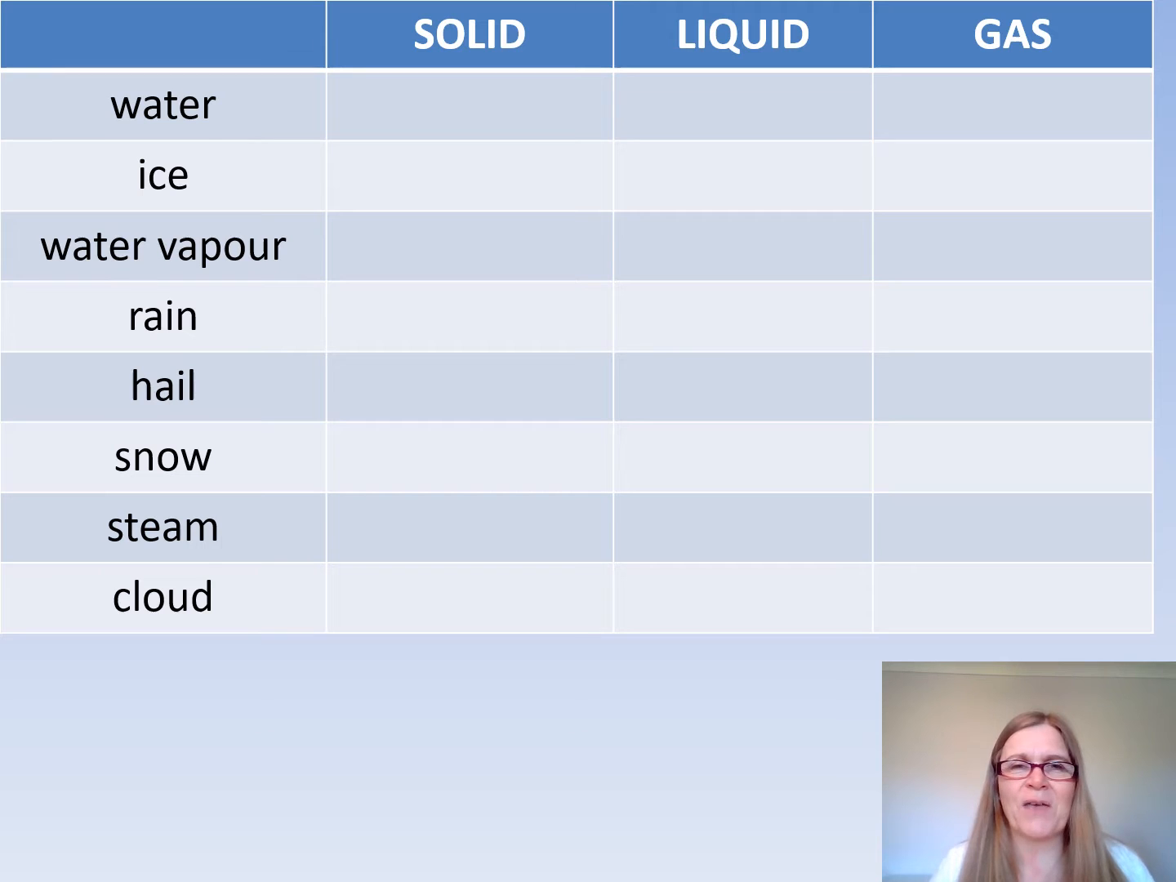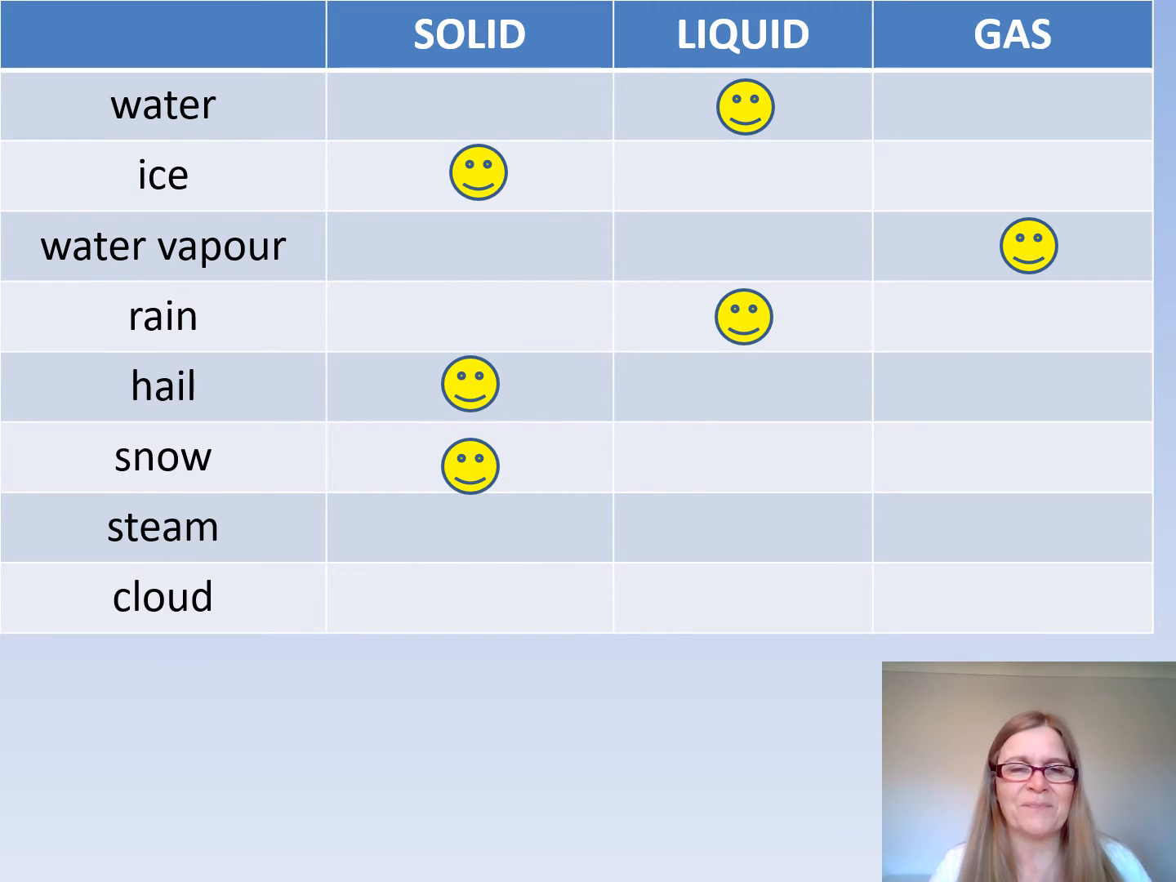Okay, let's go through them. Hopefully you know that water is a liquid and ice is a solid. Water vapour you might not know about, but it's actually what we call water when it's a gas in the air. Rain is a liquid. Hail is a solid. Now snow is a bit tricky, so you need to think about when you build a snowman or when you make a snowball. Yes, that's right, it's a solid.